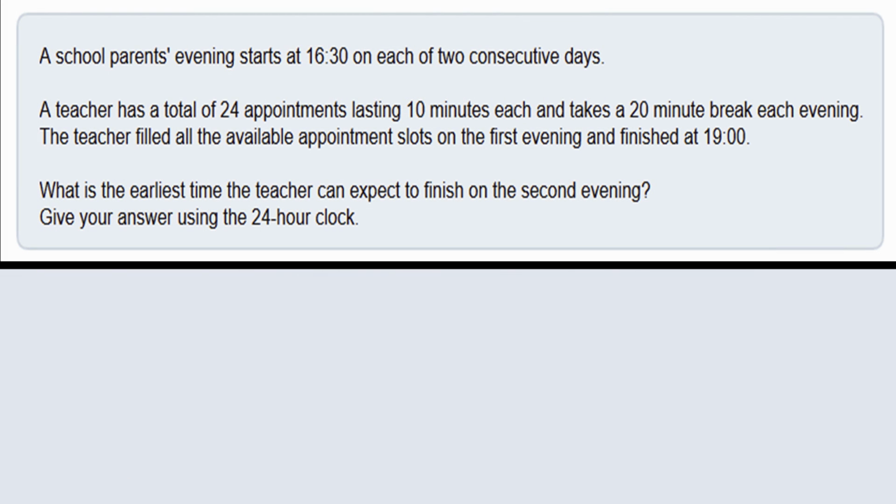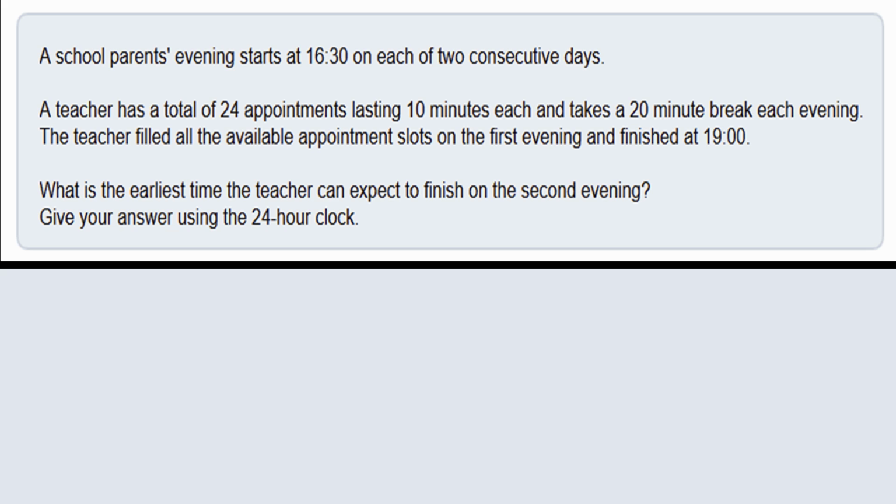In this question we are told that a school's parents' evening starts at 16:30 on each of 2 consecutive days. We are also given that there are a total of 24 appointments and they last 10 minutes each, and we are given that the teacher takes a 20-minute break on each evening. The question asks us, what is the earliest time the teacher can expect to finish on the second evening, knowing that the teacher finished at 7 PM on the first evening?